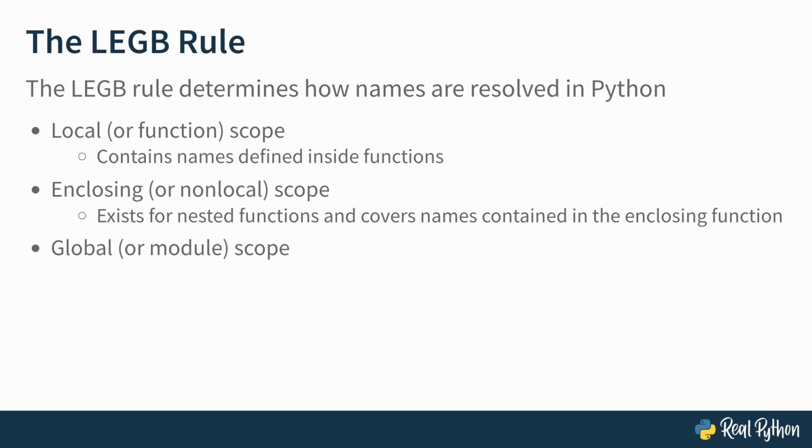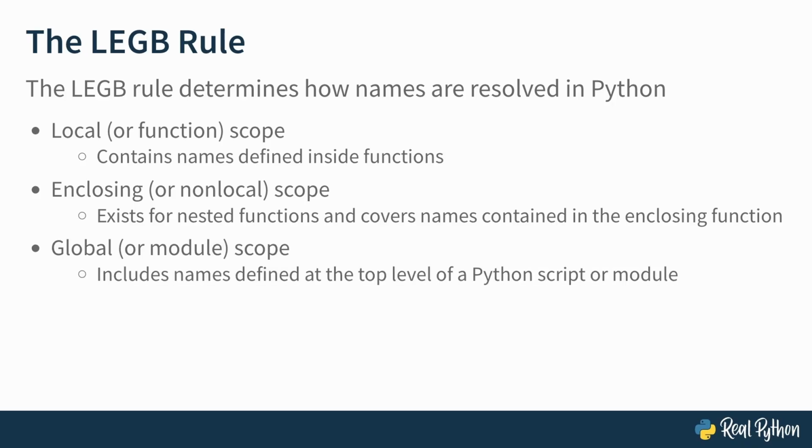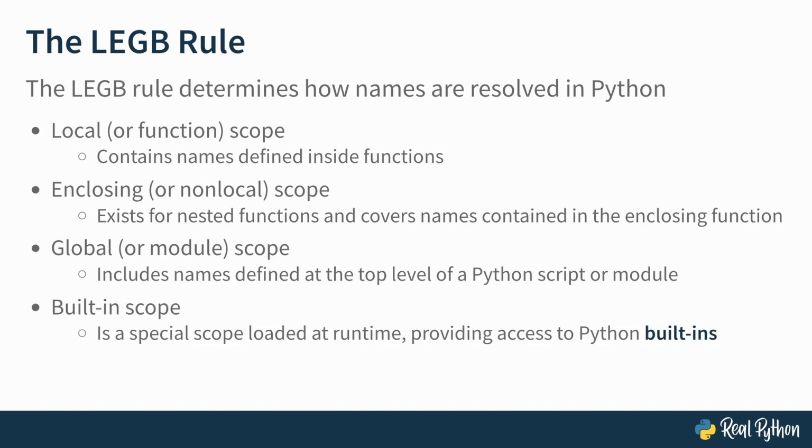Then we have the global or module scope, which includes names defined at the top level of a Python script or module. This scope is always available, meaning these names can be used anywhere. And the built-in scope. The built-in scope is a special scope loaded at runtime, providing access to Python built-ins. The stuff in the Python standard library that's so useful, you shouldn't even need to import it. And just like the global scope, this scope is available anywhere in your code.